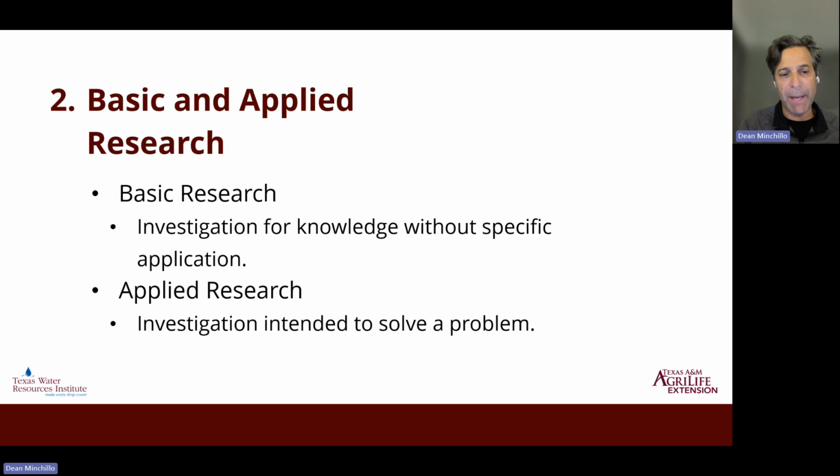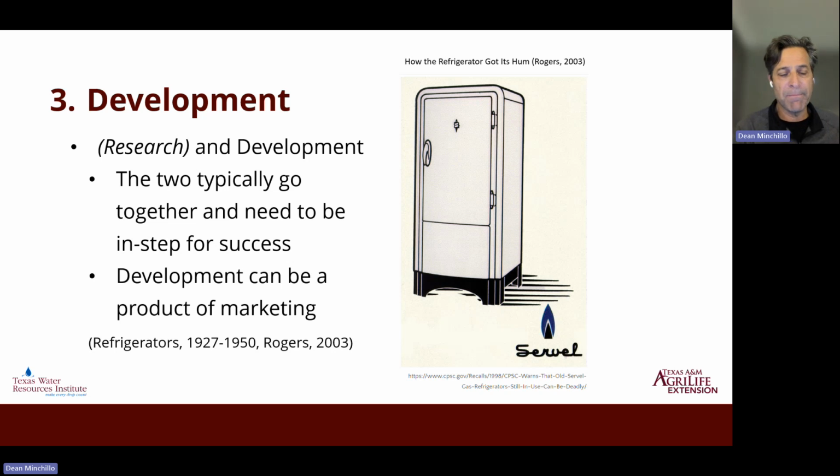And that's going to really come out in a lot of the research, both the basic research, which is investigation for knowledge without specific application, right? So we're just doing some basic research, we're just gathering some data. We don't really have a particular application for it yet. And then applied research is intended to solve the problem, right? So two different things, but both really important. And sometimes both of them are done in tandem.